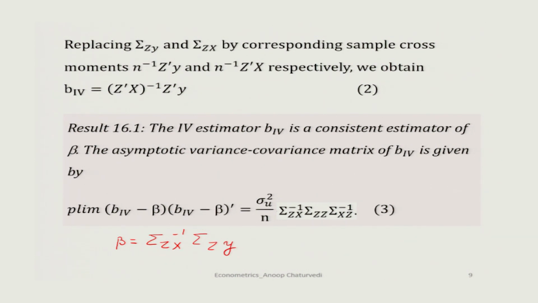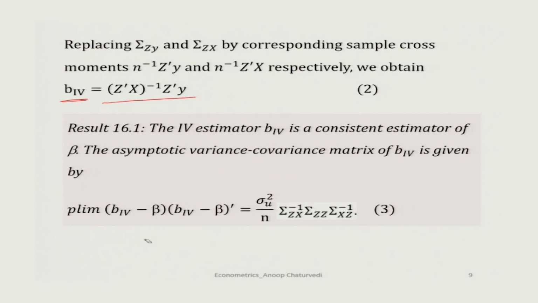In the expression for beta, we replace sigma z y and sigma z x by the corresponding sample cross moments. So, we estimate sigma z y by n inverse Z transpose y and sigma z x by n inverse Z transpose x respectively, and then we obtain this estimator, Z transpose x inverse Z transpose y. This estimator is called the instrumental variable estimator.